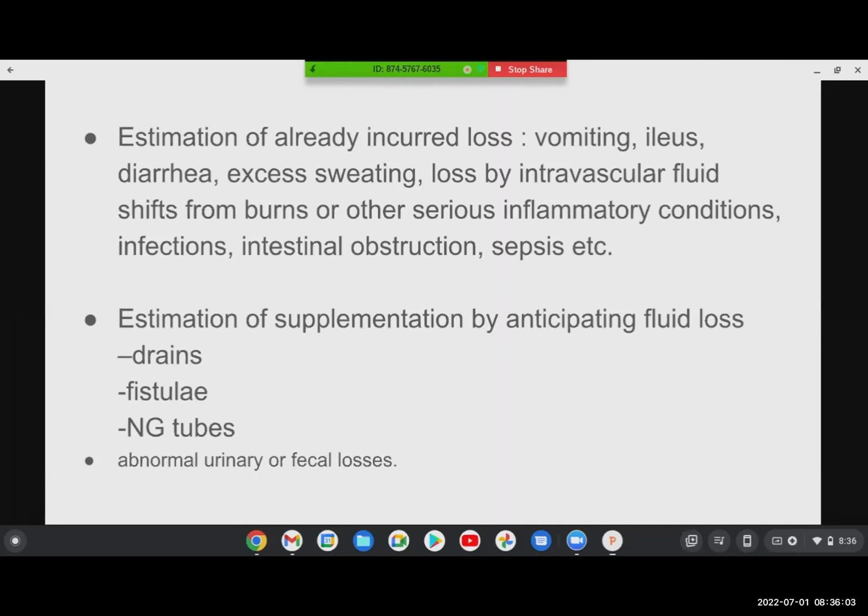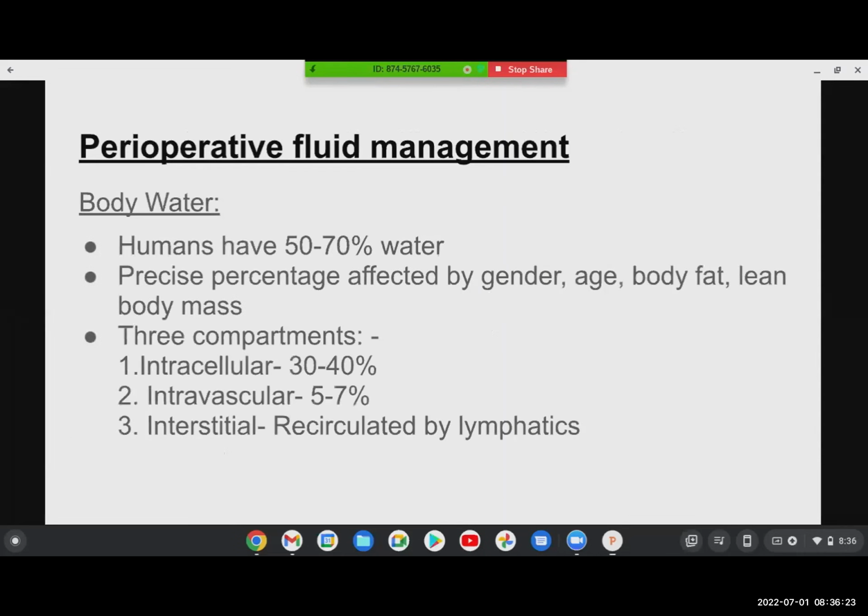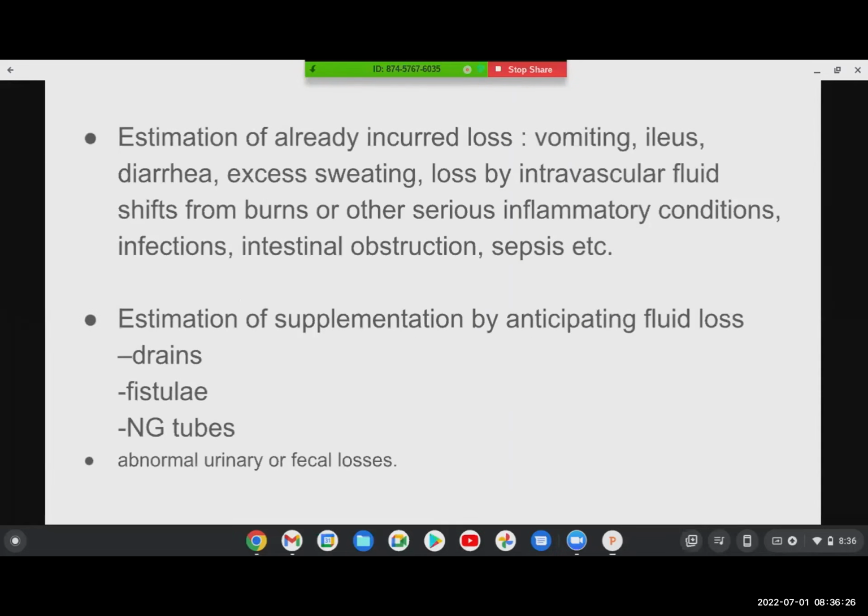We have to estimate what amount of supplementation should be given by anticipating fluid loss through drains, through fistulas like enterocutaneous fistula, through NG tubes, or through abnormal urinary or fecal losses. Abnormal fecal losses include those through an enterocutaneous fistula, or through a proximal stoma from the ileum or jejunum, which exudes an abnormal amount of water because water absorption doesn't take place.